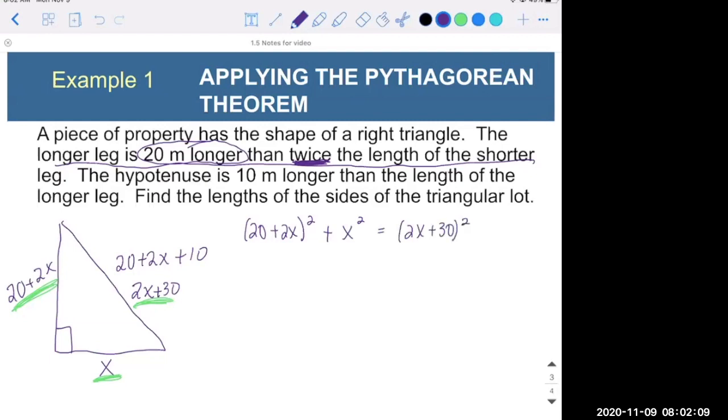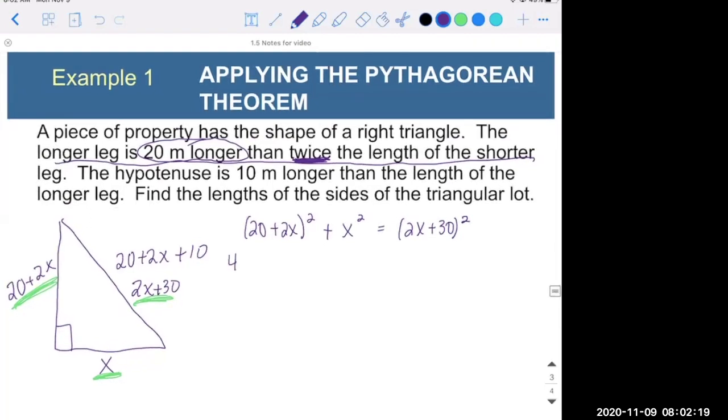All right, so now we're going to need to do box method or FOIL with our two binomials that are squared. So I'm just going to FOIL this. We're going to have 20 times 20, which is 400. By the way, this is 20 plus 2x times 20 plus 2x. So 20 times 20, and then we've got 20 times 2x, which is 40x. And then we've got 2x times 20, and then 2x times 2x. Okay, and then I still have this plus x squared going on right here.